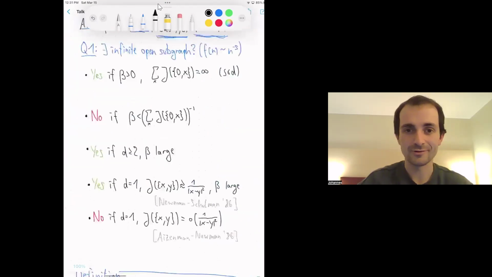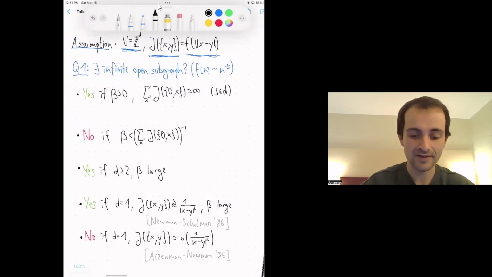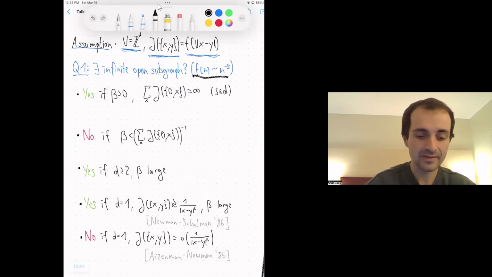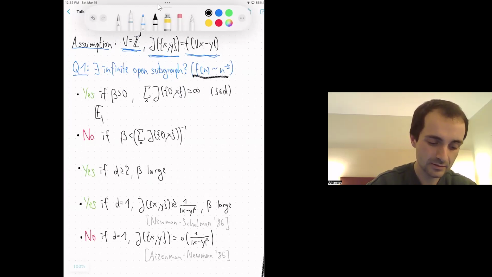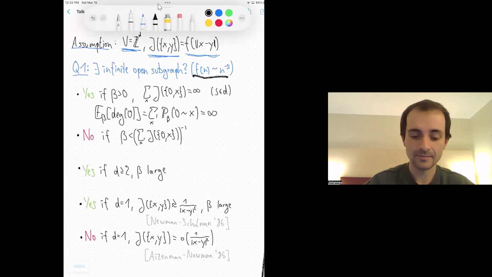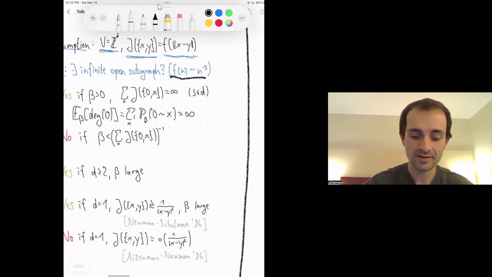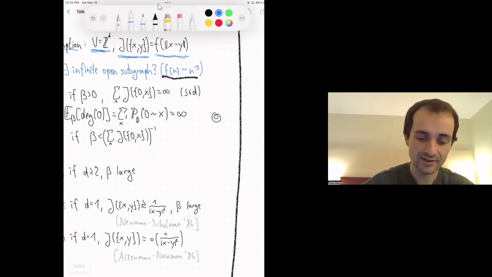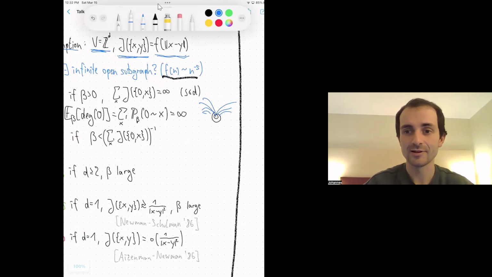And a few cases where this is known or how this holds. For this, let's assume that f of n decays like n to the minus s. So we have this polynomial decay in the Euclidean distance. First of all, there's always an infinite subgraph if this sum here is infinite and beta is positive. If this sum here is infinite, then this basically guarantees us that the expected degree of the origin, which is just the sum over all x of the probability that 0 is connected to x, is infinity. Okay, and then if the expected degree is infinity, the independence of different edges together with the Borel-Cantelli argument already tells us that the origin will be connected to infinitely many edges almost surely. So there are these infinitely many blue lines that are attached to the origin. So clearly there's an infinite open subgraph.